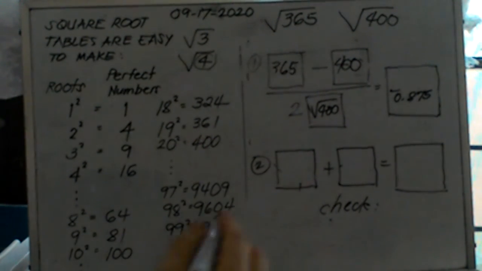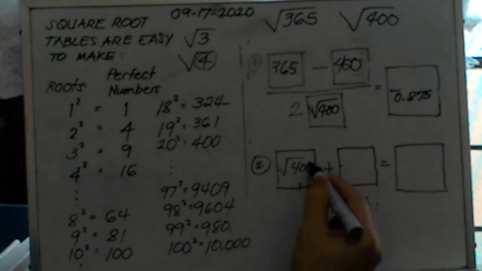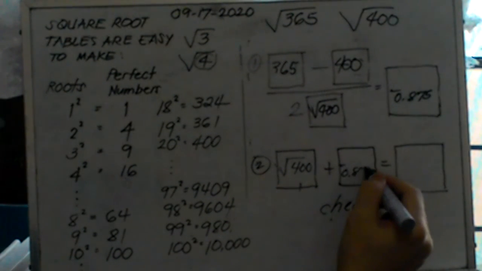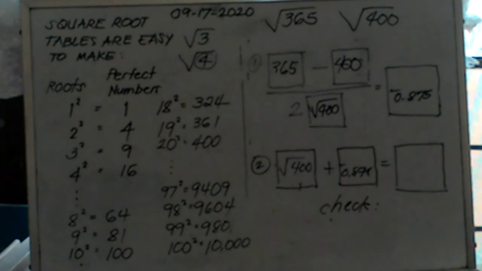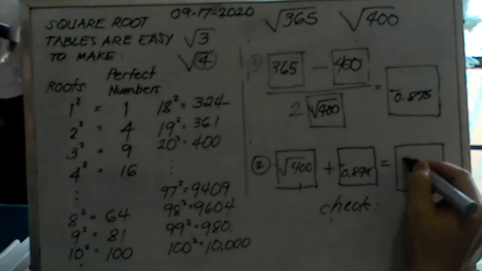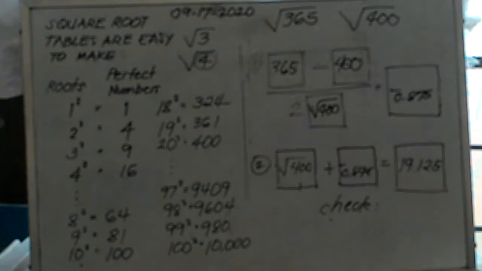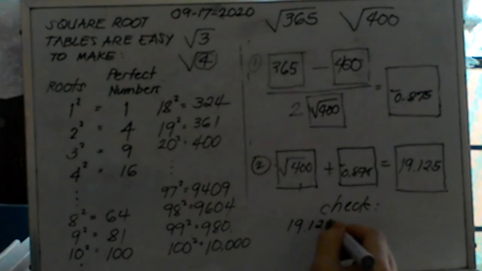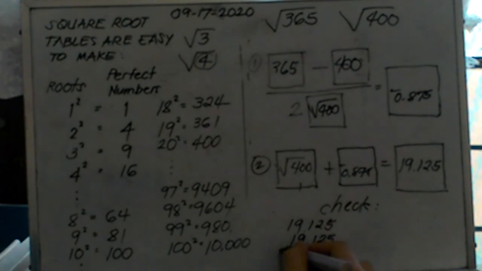Moving down, and following the formula, we have square root of 400. We copy this one here, negative 0.875, which will give you the solution C, which is 19.125. Now let's check again. The answer is correct. So 19.125 by itself will give you 365. This is what we're looking for.